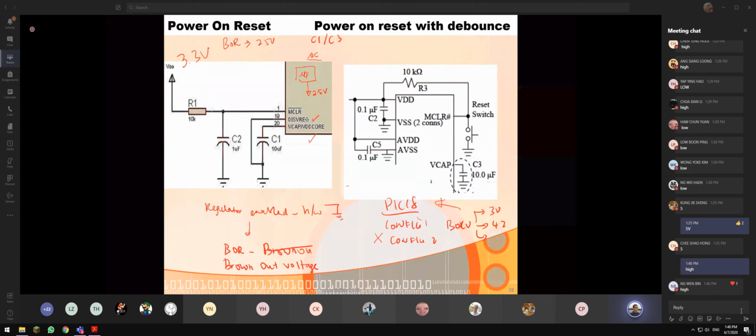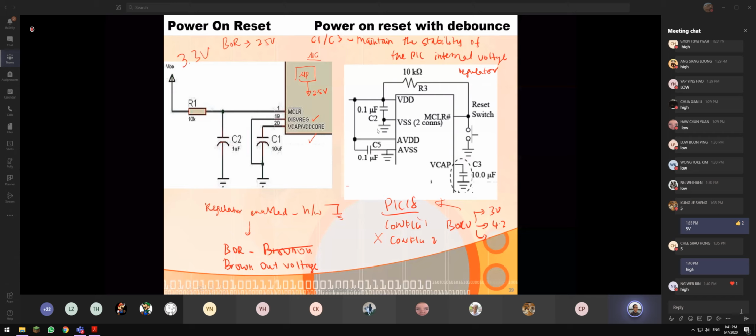So basically, C1 and C3 are to maintain the stability of the PIC internal voltage regulator.